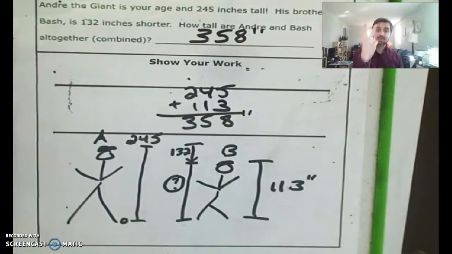So there's 2 steps. First, we had to subtract, okay, and then we had to add. So that's called a 2-step word problem. All right, so let's move along.